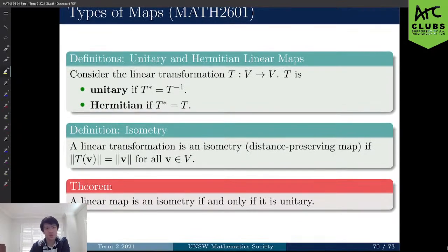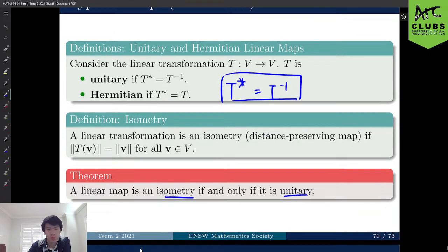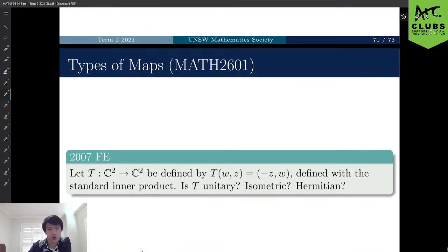And it turns out that we have an easy way of knowing when something's an isometry. It's an isometry if and only if it's unitary. Right, so if something is unitary, which means that if its inverse is equal to its adjoint, then it's going to be an isometry as well. Right, so that's how we show something's an isometry.